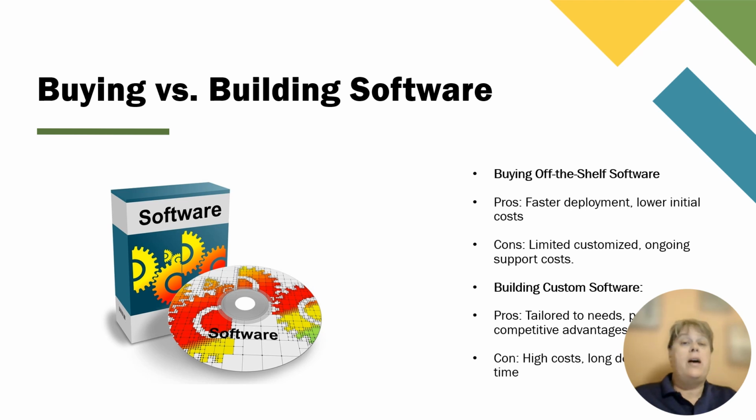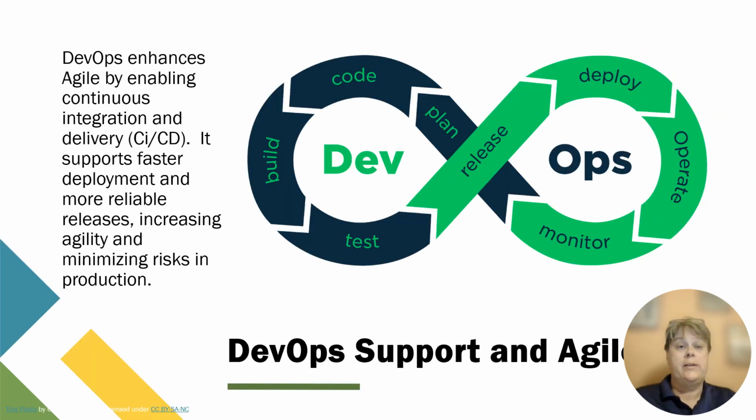In comparing the two options, buying off-the-shelf software is faster to deploy and comes with a lower upfront investment. However, it may not fully meet our needs and we'll have to manage vendor relationships. On the other hand, building custom software allows us to create a solution tailored to our exact requirements, which could give us a competitive edge. The trade-off is that it comes with higher development cost and a longer timeline before we'll see actual results.